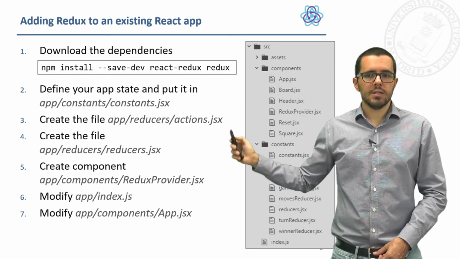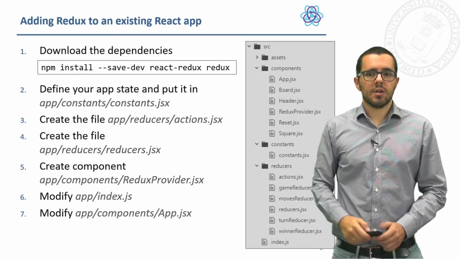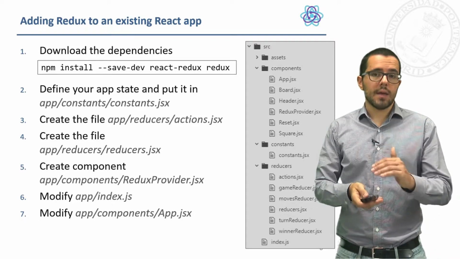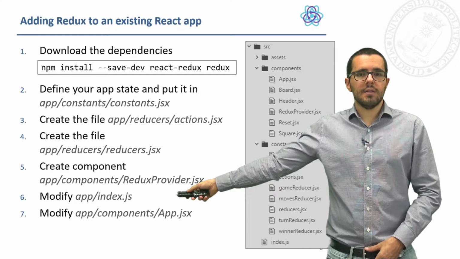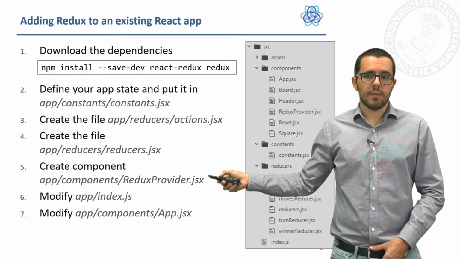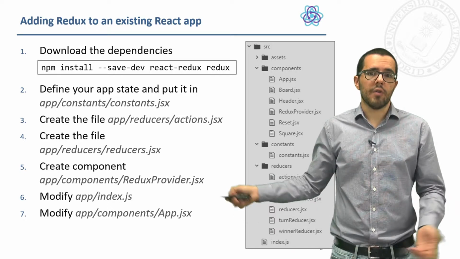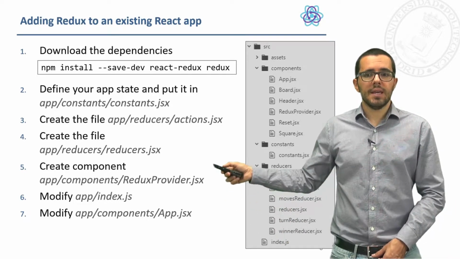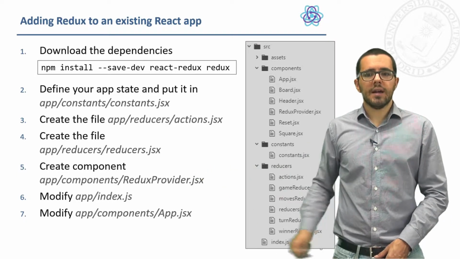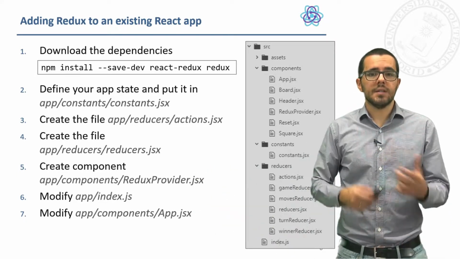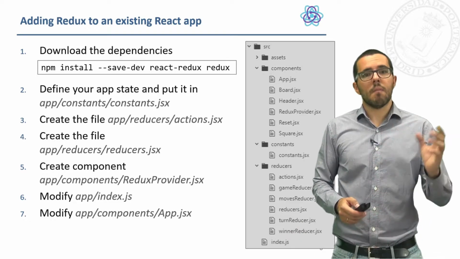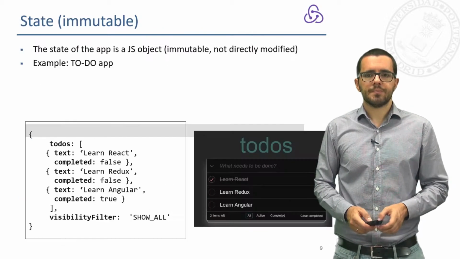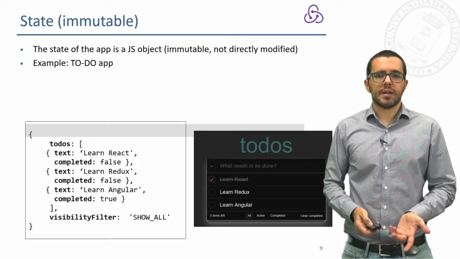Create the reducers, create the Redux provider component, this new component that will have the provider inside, modify index.js to render this new component instead of our app, because our app will be inside this component, and finally modify our app with connect and mapStateToProps, just to map the Redux state into our application.